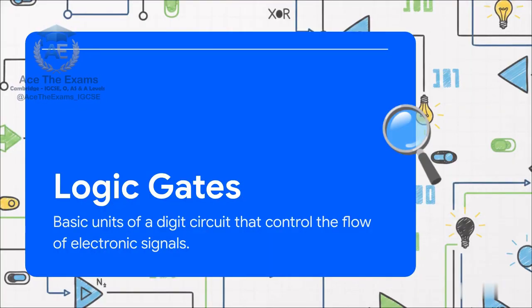Now, if you get a question asking you to define a logic gate, do not just waffle. Use the exact terminology the examiners are looking for. You can think of these gates as the tiny, invisible decision makers inside a computer chip. By definition, they are the basic units of a digital circuit, and their sole job, their absolute primary function, is to control the flow of electronic signals.